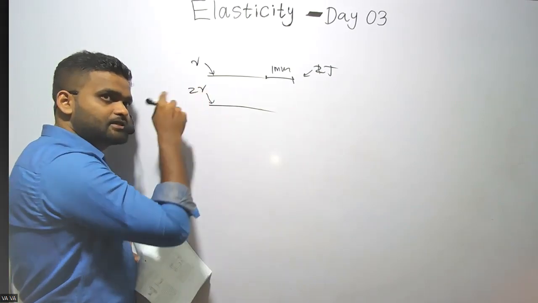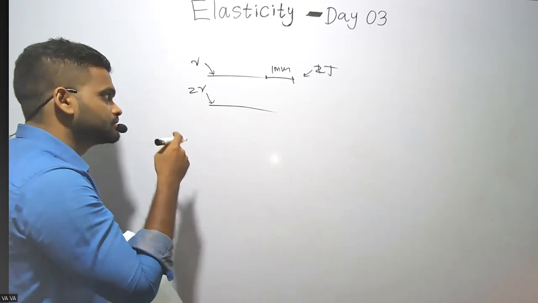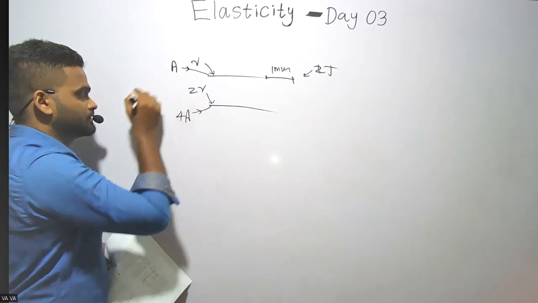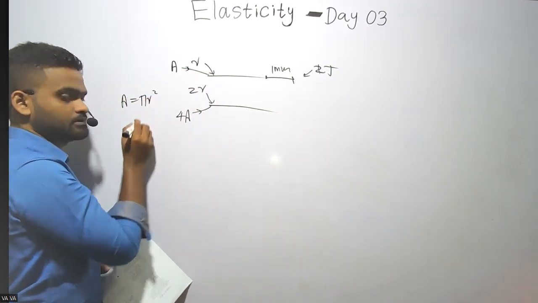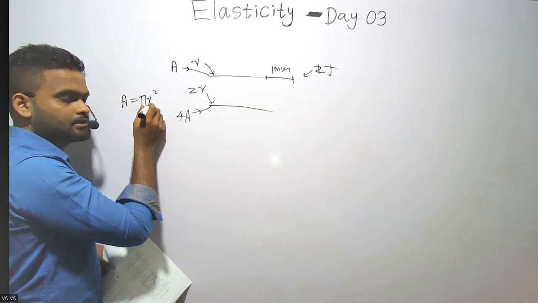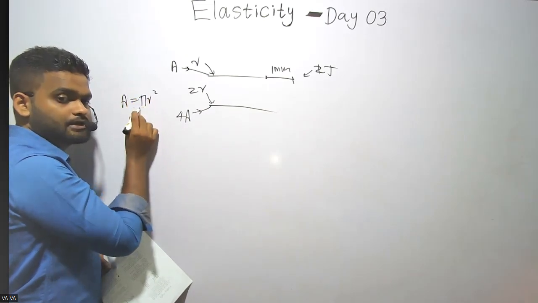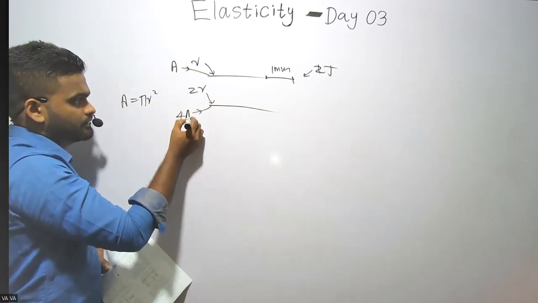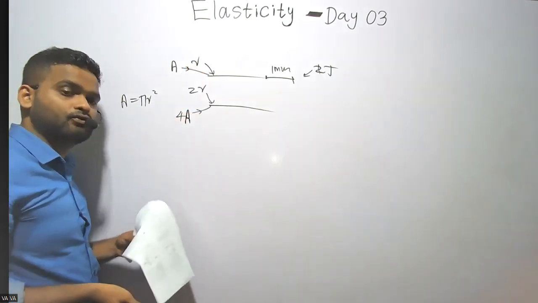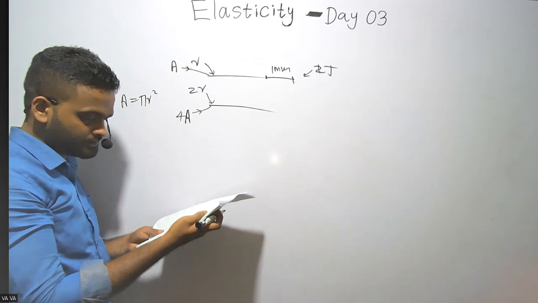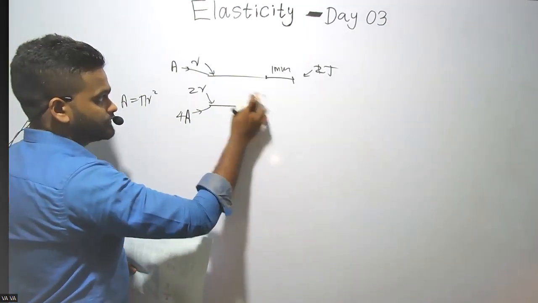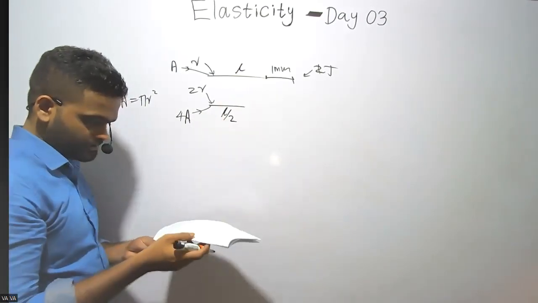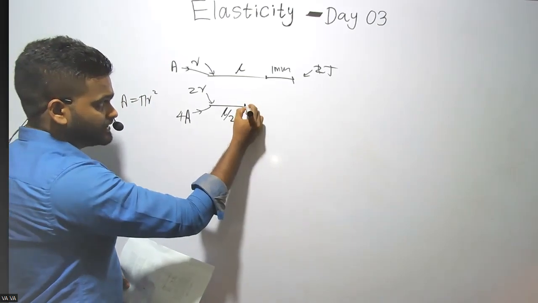So what happens when the radius is twice? What about the cross section? Cross section quadruples, because cross section is πR squared. If the radius is doubled, there's a factor 4 coming out of this, so it is increased by 4 times. So if the cross section here is A, the cross section here is 4A. And the length is halved. Here if the length is L, for the other wire the length is halved. But for the extension, they say the extension is the same.